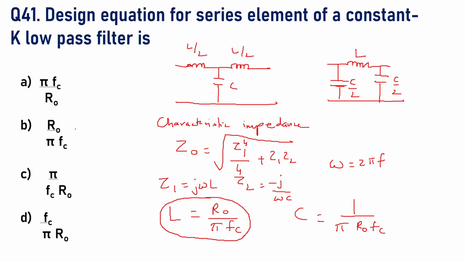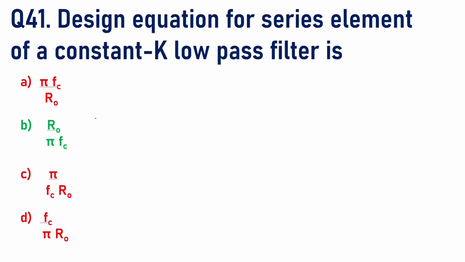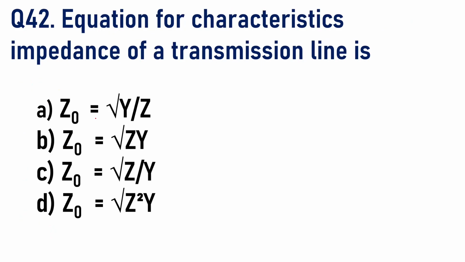So from this, option B will be the right answer, that is R naught upon pi Fc. So here you can see the option B, that is R naught upon pi Fc, is the right answer. Then we'll go to the next question.